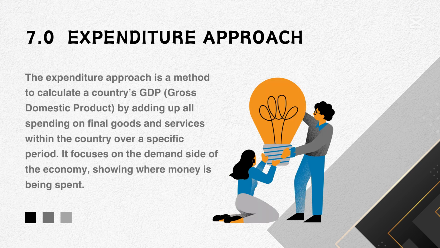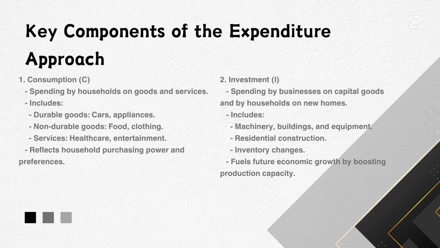So the next one is the expenditure approach. The expenditure approach is a method to calculate a country's GDP, gross domestic product, by adding up all spending on final goods and services within the country over a specific period. It focuses on the demand side of the economy, showing where money is being spent. So there are four key components of the expenditure approach.